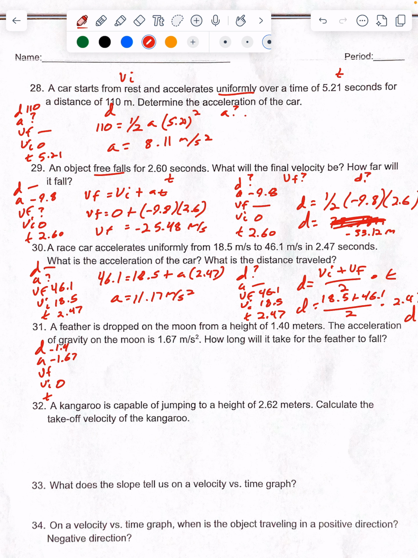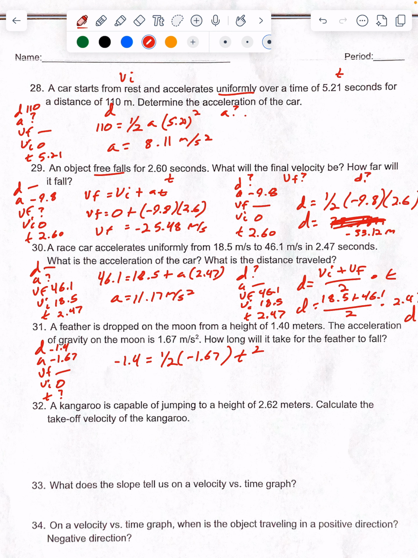So how long will it take for the feather to fall? That means T is your question mark, so VF did not matter. So equation number 3 again. D is negative 1.4 equals VIT. VIT is gone. So it equals 1/2 A, which is negative 1.67, times T squared.